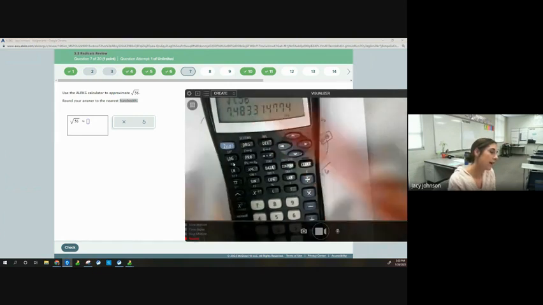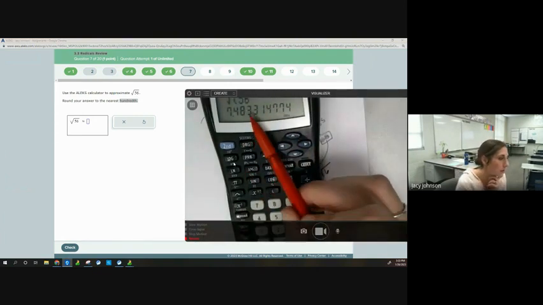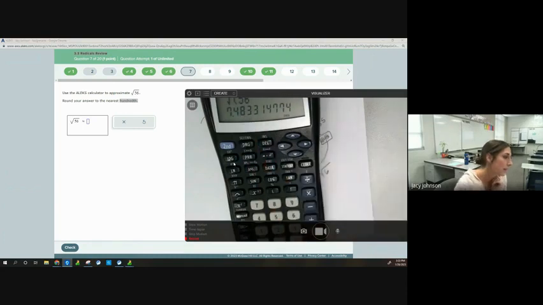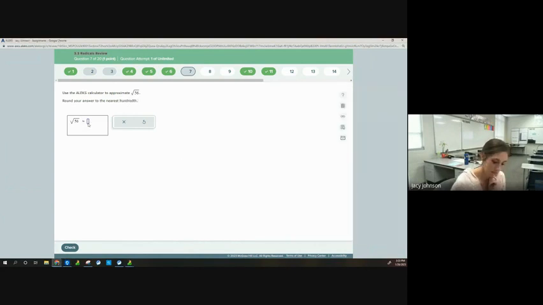So I'm going to cut it off after the 8, but don't forget to double check to make sure you don't want to round that 8 up to a 9. But since I see a 3 after it, I'm good to leave it as 7.48.